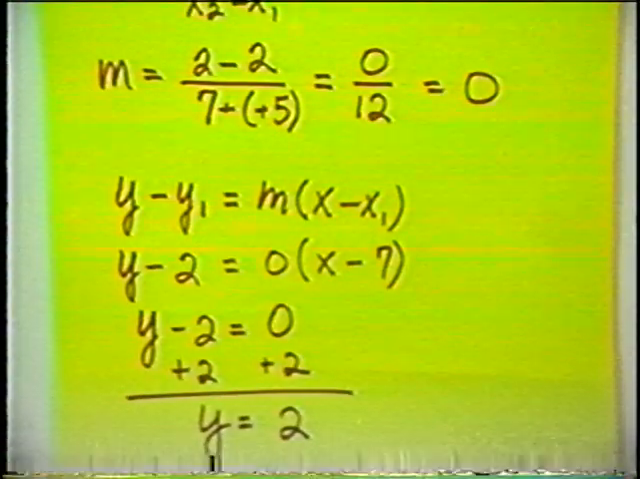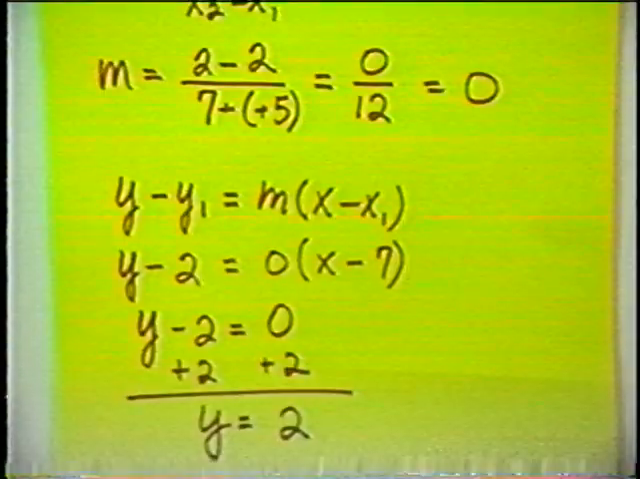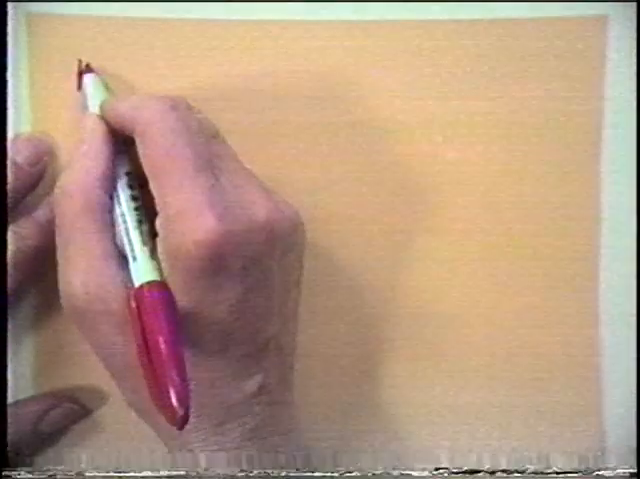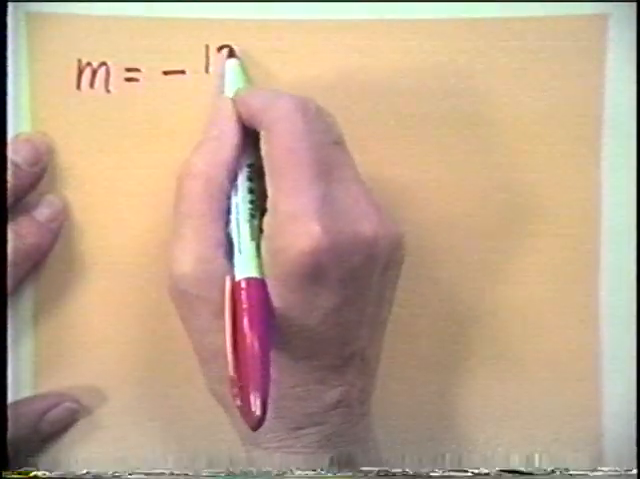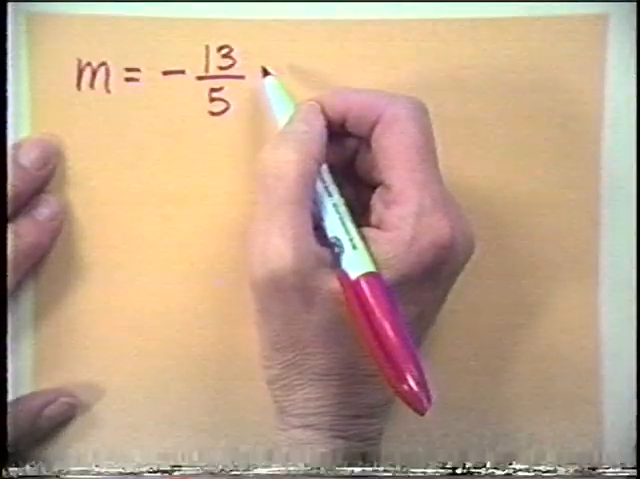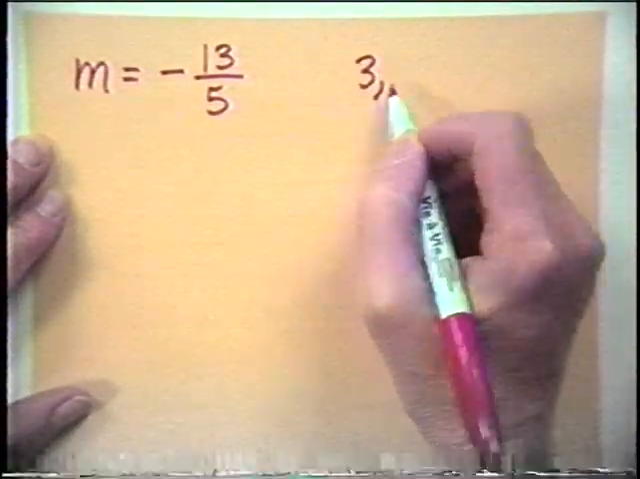Then let's go to 46 next. Okay, number 46 says m equals negative 13 over 5. And it passes through 3, negative 2/5.